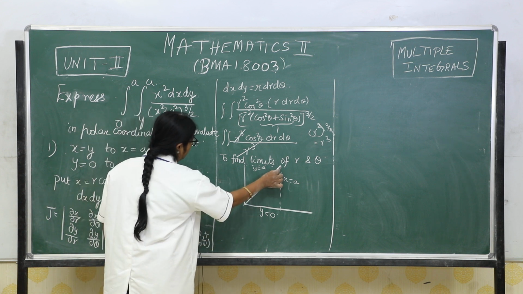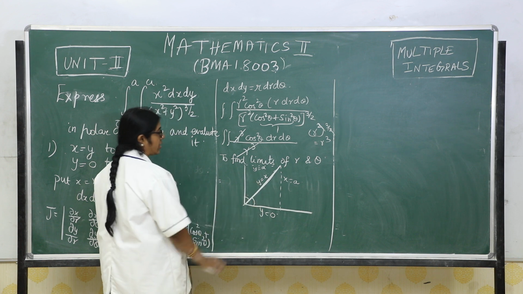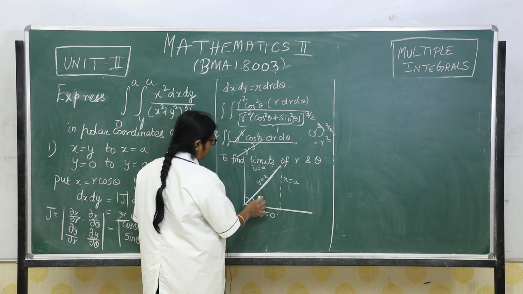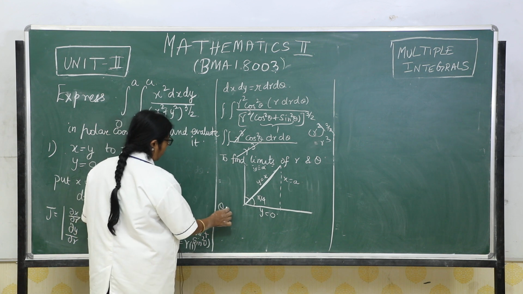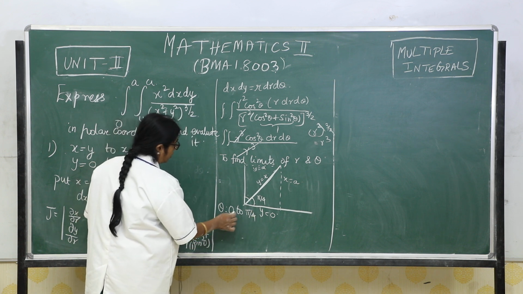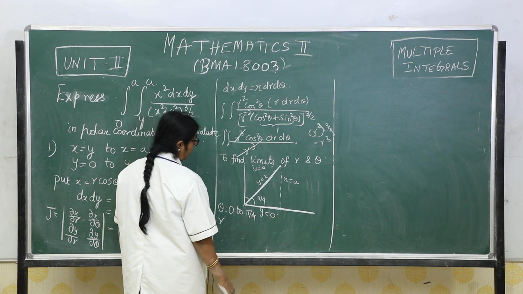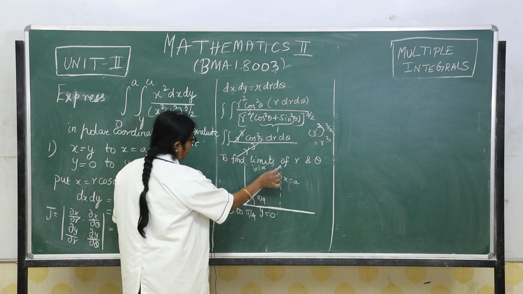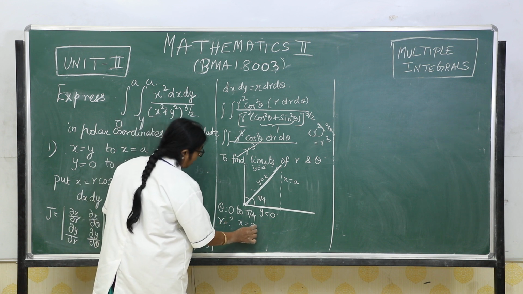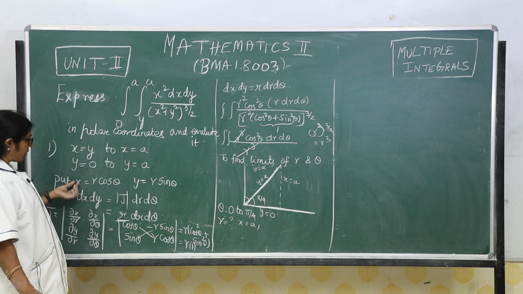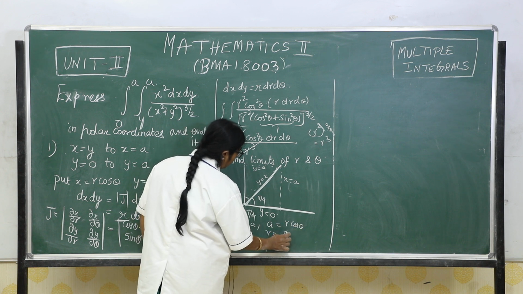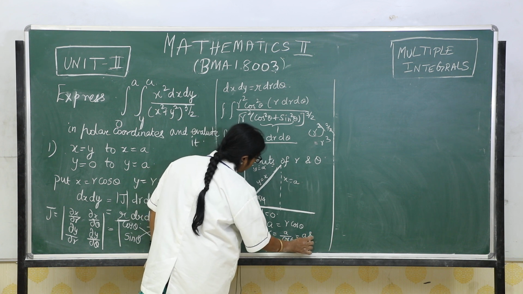So, what is this angle? y equal to x is a straight line passing through the origin, and therefore tan theta equal to 1, and therefore the angle is pi by 4. So, theta ranges from, because this is only in the positive quadrant, 0 to pi by 4. What about r? This is the radial line, r equal to 0 is the origin. When x is equal to a, I can substitute it here: a is equal to r cos theta. Therefore, r is equal to a by cos theta, which is equal to a secant theta.